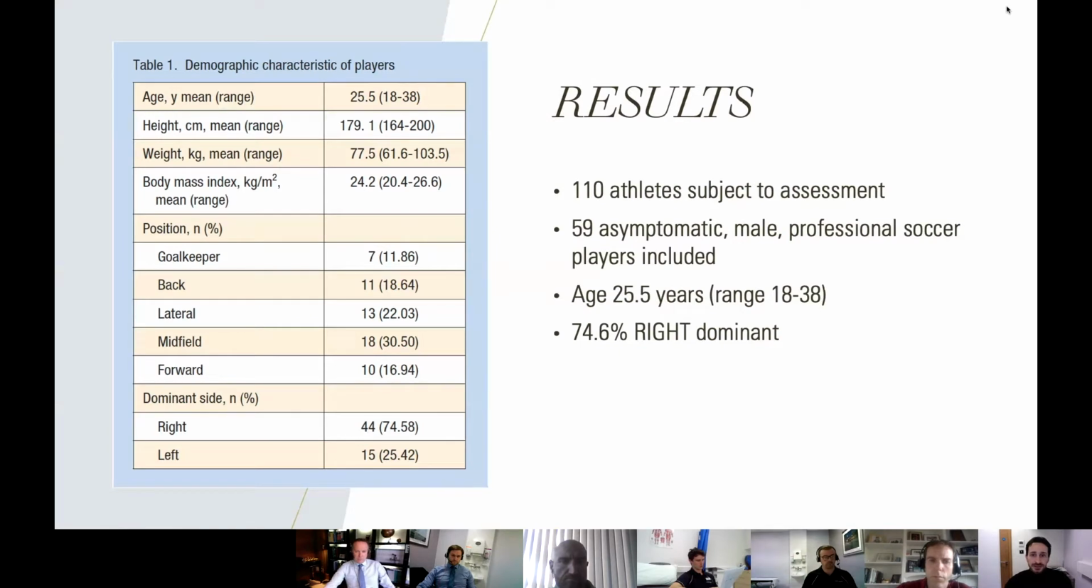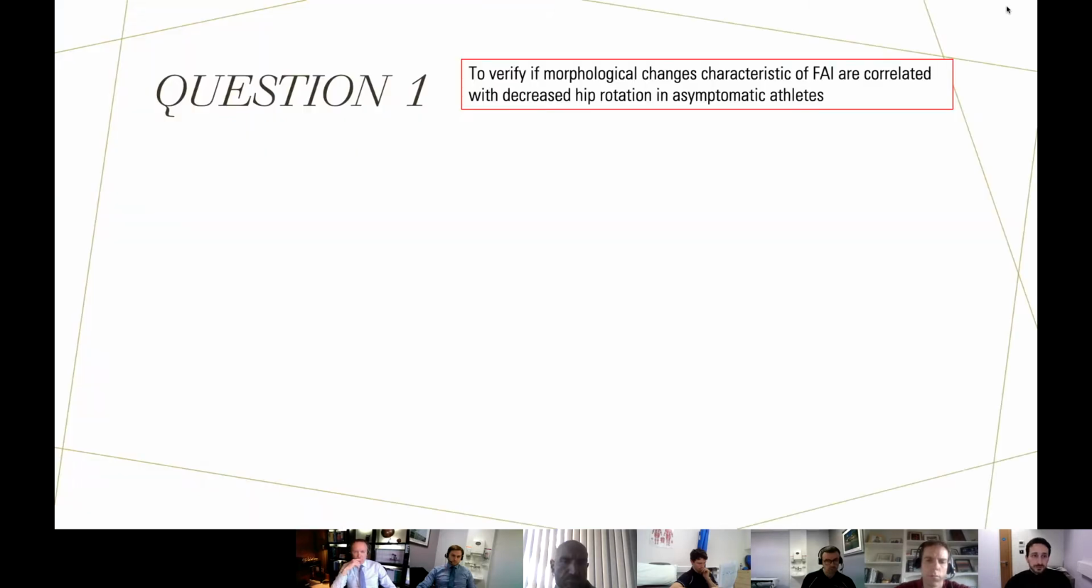The results: there were 110 athletes who were subject to assessment, of which 59 asymptomatic male professional soccer players were included after considering the inclusion and exclusion criteria. The average age was 25.5 years of age, ranging from 18 to 38, and the majority, almost 75%, were right side dominant.